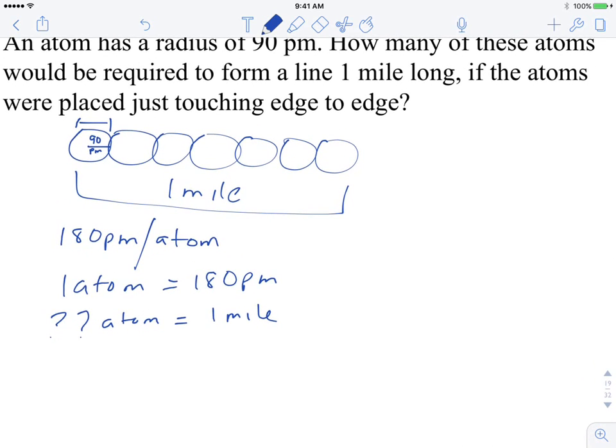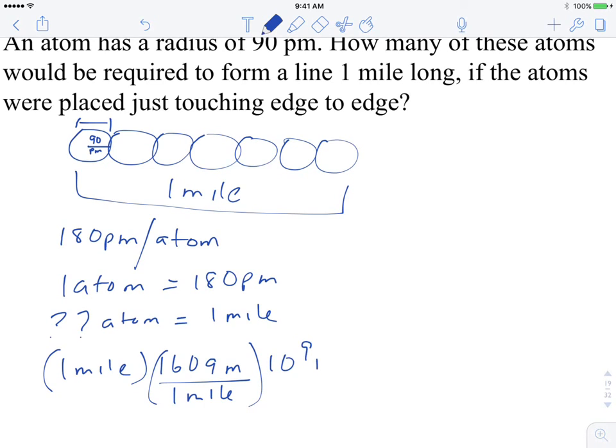The way I wrote this out, what's the problem with just looking at it this way? Think about that. When I look at this, I say, well, the distances aren't the same. So we need to change up the distances. So I could either make miles into picometers or picometers into miles. I'm going to make miles into picometers. It doesn't really matter which one you do. So 1 mile times 1,609 meters for every 1 mile times 10 to the 9 picometers for every 1 meter.